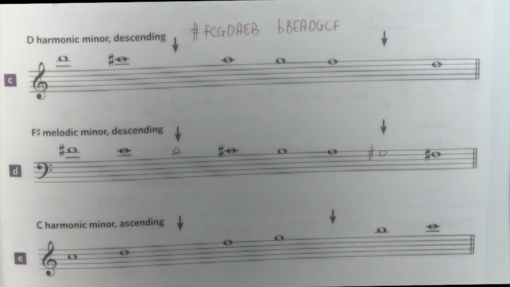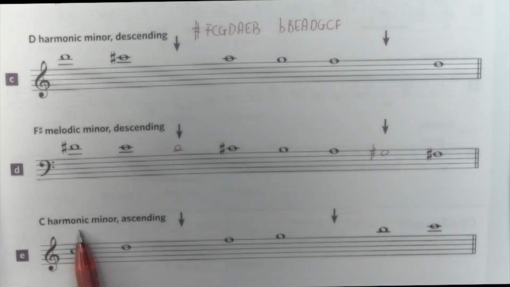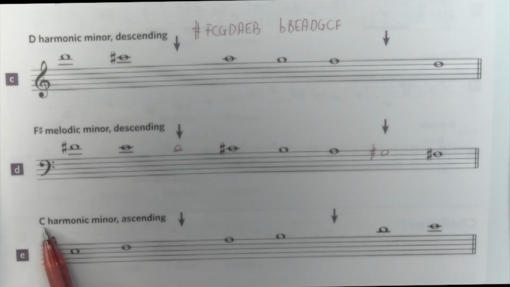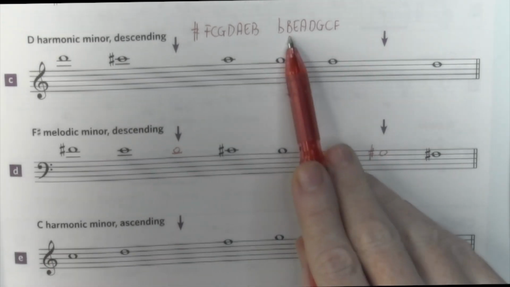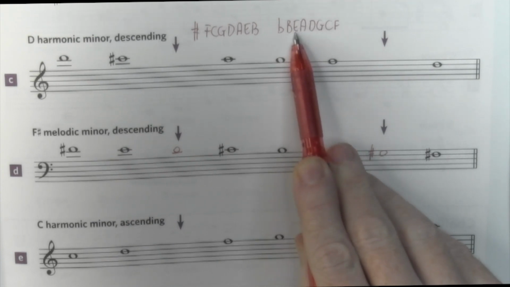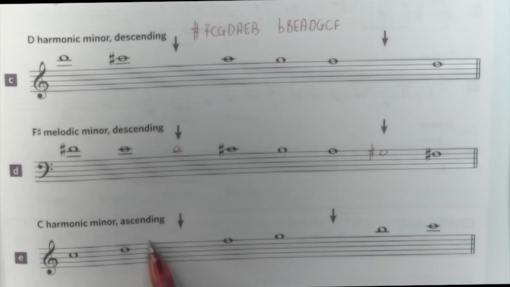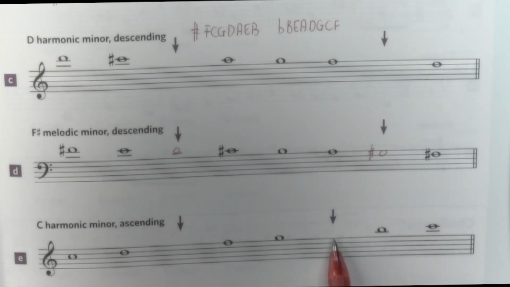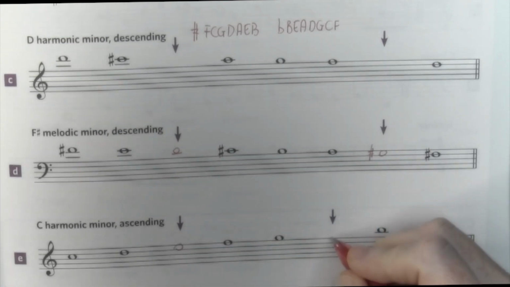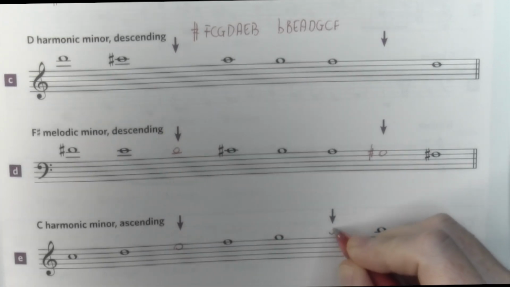Perfect. Let's go on. C harmonic minor is the relative minor of E flat. And E flat has 3 flats because E is the penultimate flat. So the harmonic minor has the 7th degree raised. But what do we do here? We just write the notes first, and then we see what we've written.